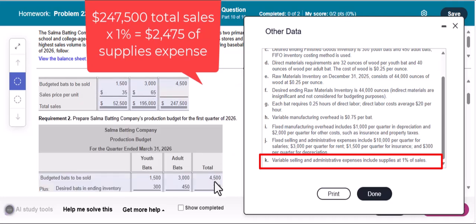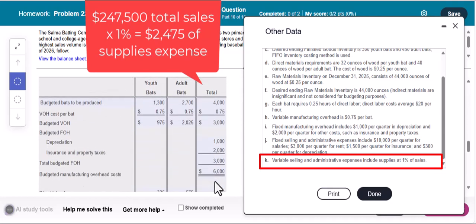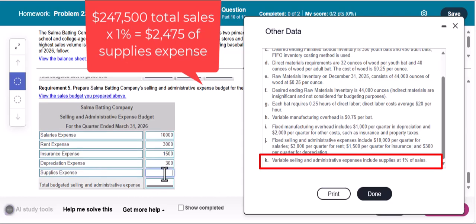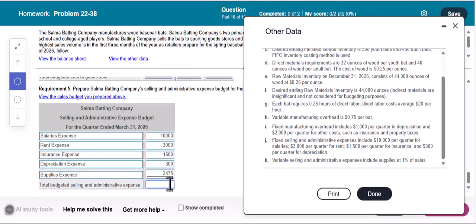So we can go ahead and scroll back down, and that's going to give us $2,475 in supplies expense. Again, that varies by the amount of sales we make. Then our total budgeted selling and administrative expense, you add these all up, and that is going to give you a total of $17,275.